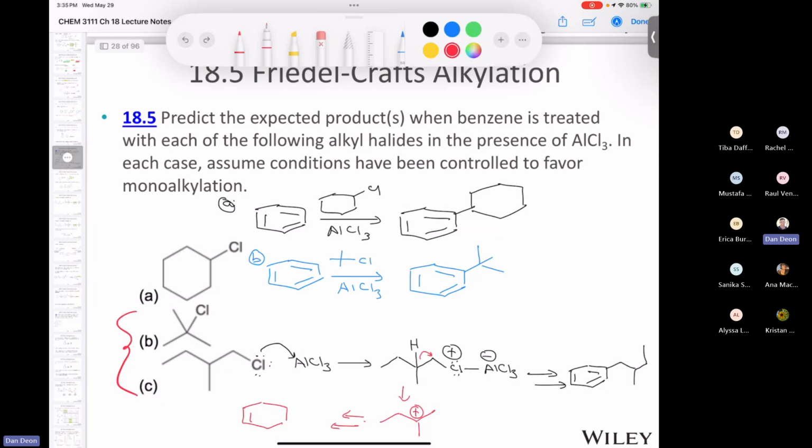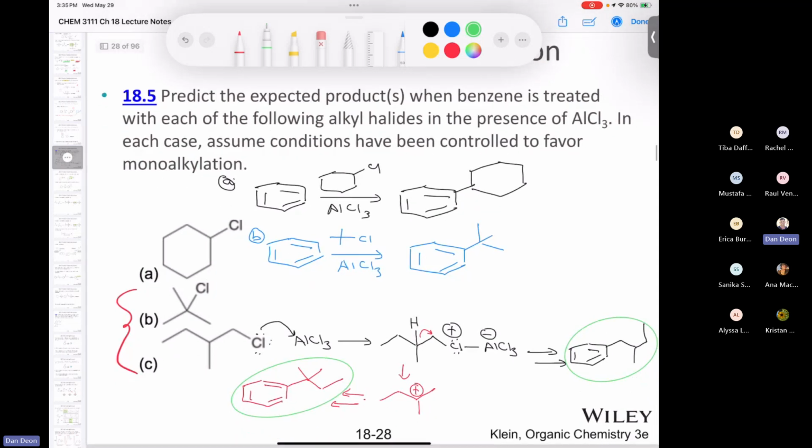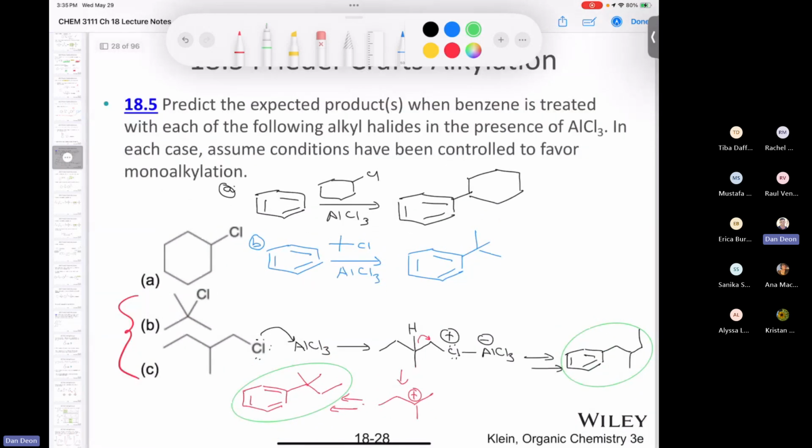Now, you don't have to give me any kind of statistics in terms of major or minor. All you have to know at this level is what are the products that are going to be formed, and these are the two products that are going to be formed. So you form the product from no rearrangement, and then you also form the product from the rearrangement. So in that particular case, you would end up with a mixture. So just remember that when you're dealing with Friedel-Crafts alkylation. And of course, you're going to have to practice this too, okay? You're going to have to go over this a lot to get it all straightened out in your brain.